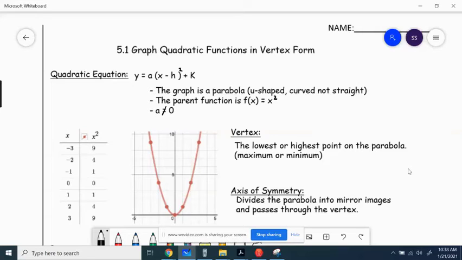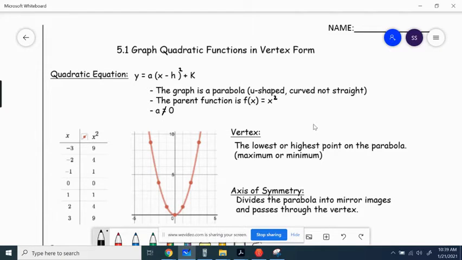This is 5.1, quadratic functions in vertex form. Vertex form is just a way to write a quadratic equation where it is easy to identify the vertex. It is y equals a times (x minus h) squared plus k. The graph of a quadratic equation is a parabola, so it's U-shaped and curved, not straight. The parent function is f of x equals x squared, and a cannot equal 0.